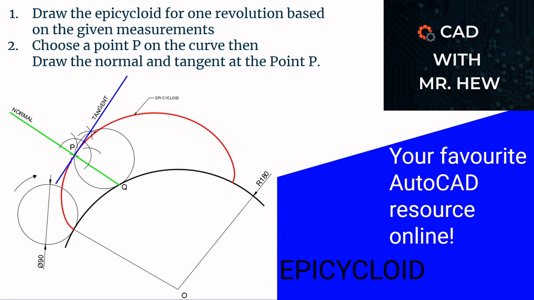In today's video, we'll be continuing part 3 of the series of videos covering the epicycloid. In part 1 and 2, we drew the epicycloid, and in today's video, we'll be selecting a point P on the curve. Then we'll be drawing the normal and tangent to this selected point P. At the end of the video, you will have this completed drawing where you would have completed the epicycloid, the normal, and tangent. So we'll be starting the video.